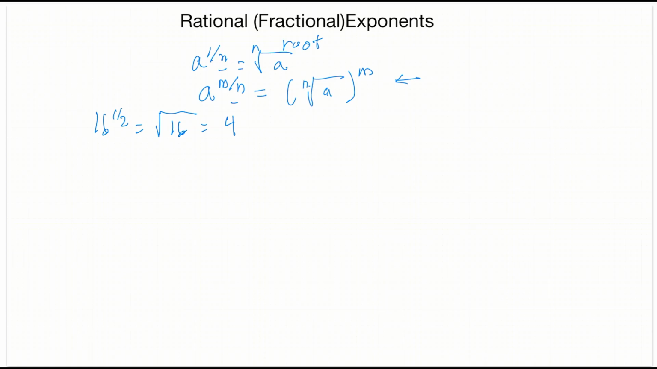Now let's consider the example of 8 raised to the 2/3 power. That can be written as the cube root of 8, all quantity squared. Now the cube root of 8 is just 2, since 2 times 2 times 2 is 8. So that's going to be equal to 2 squared. That's just equal to 4.